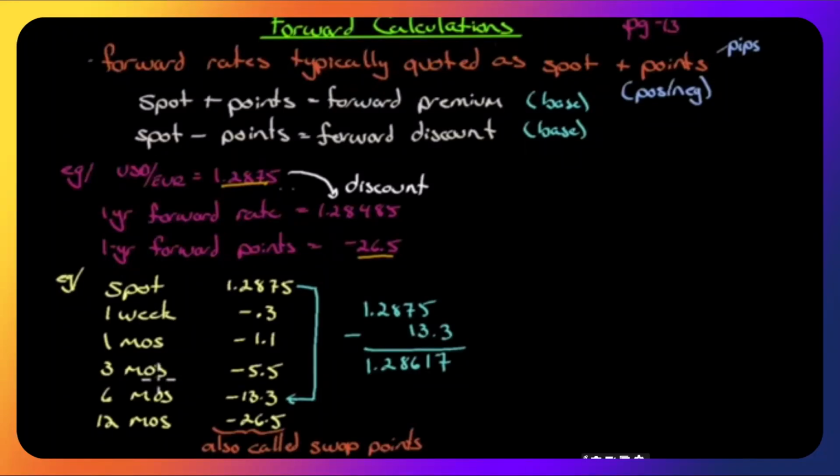114 days. Okay, well, we'll figure that out. Don't worry. That's what we're here for. But these are standard quotes that they'd give. So if the spot is 1.2875, they might quote 1 week points as negative 0.3, 1 month as negative 1.1, all the way down.